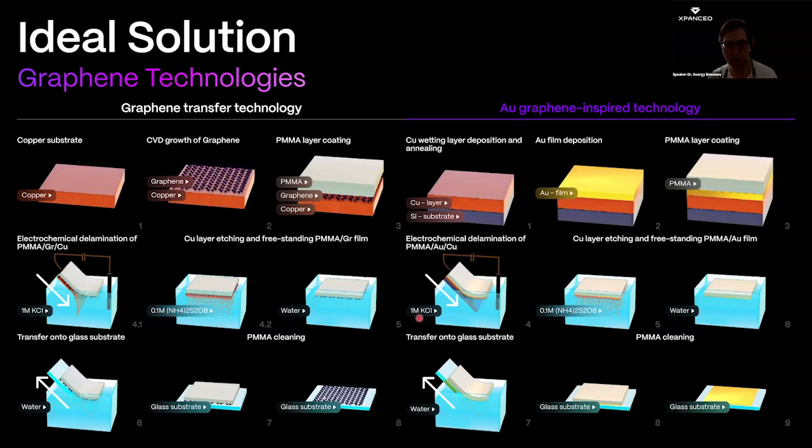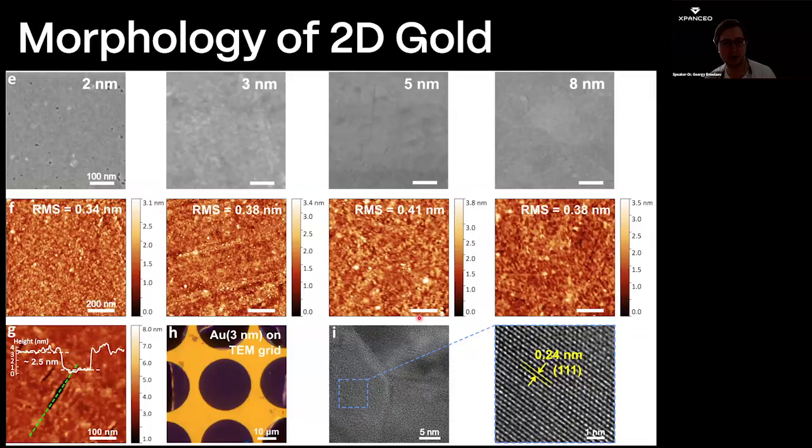And in fact, this technology produces a really nice morphology of the gold. You can see that even down to 2 nanometer thickness, 3 nanometer, 5 nanometer, 8 nanometer, the morphology is very continuous. The roughness is below 0.4 nanometer for all these thicknesses. You can see the RMS is 0.41, 0.38. So these are very smooth thin films.